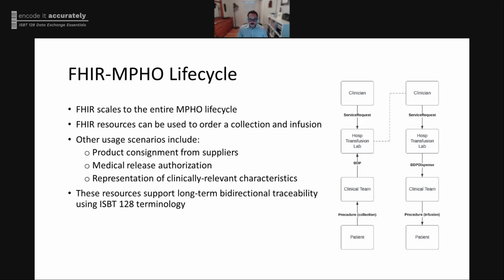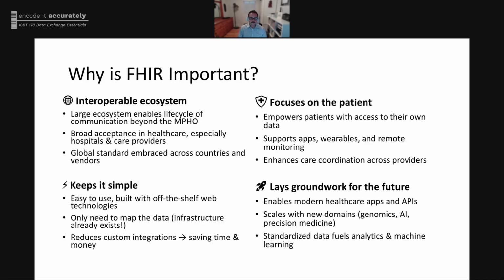Here we have a brief example of the FHIR resources used to perform an MPHO collection using the biologically derived product resource, and then later tracking it to recipient infusion using the biologically derived product dispense. FHIR makes it possible for clinicians to track products across their entire life cycle using ISBT 128 terminology so patients stay safer. So why is FHIR important?